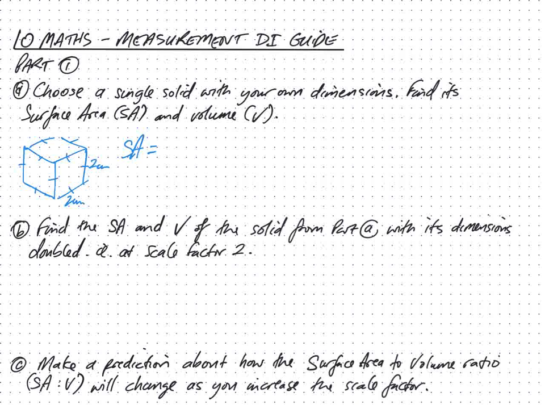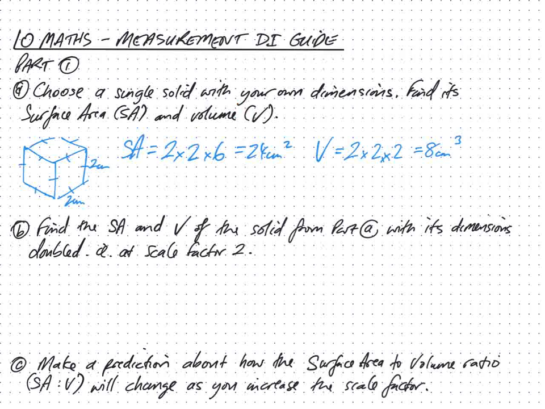So the surface area is going to be 2 by 2, which is one of the sides, and there's 6 sides, so times by 6. So that's 2 times 2, 4, times by 6, 24 square centimeters. The volume is going to be 2 times 2 times 2, which is 8 cubic centimeters.